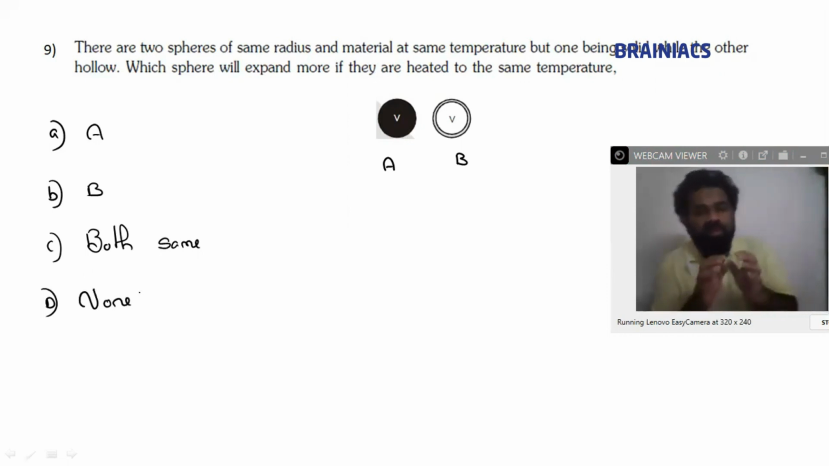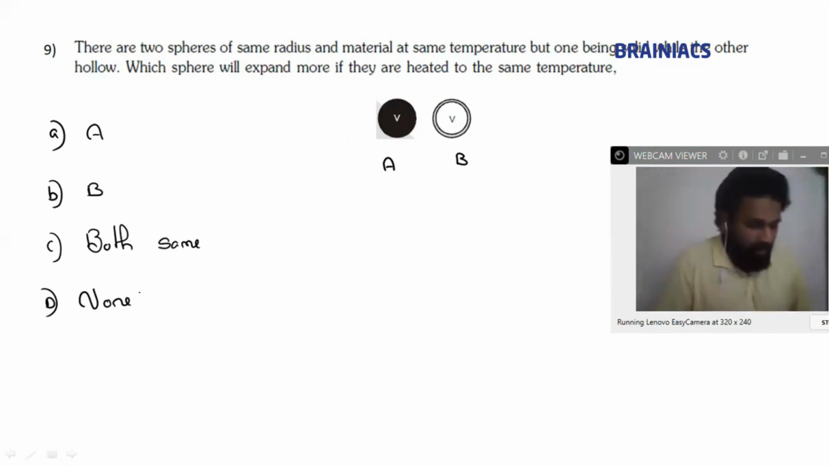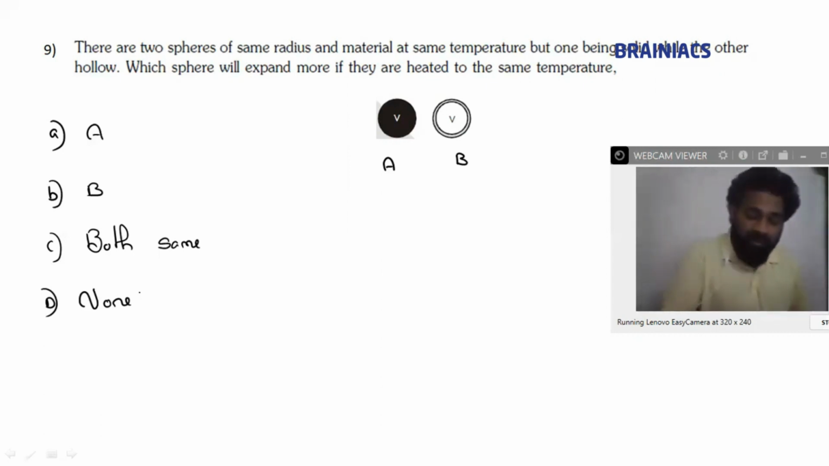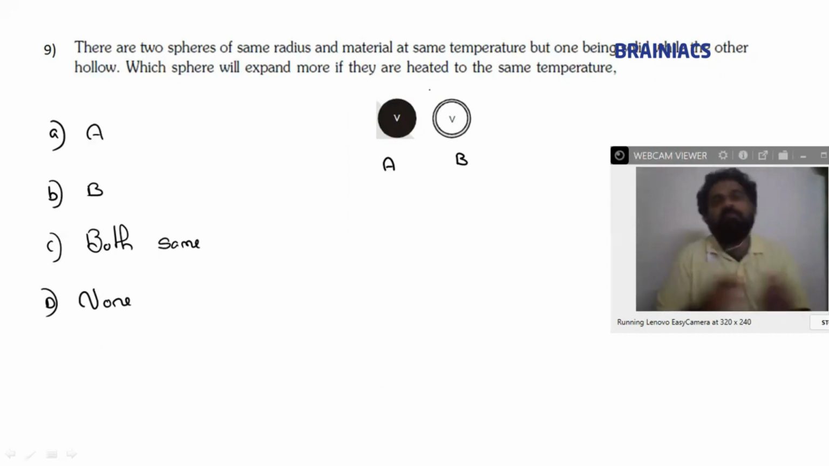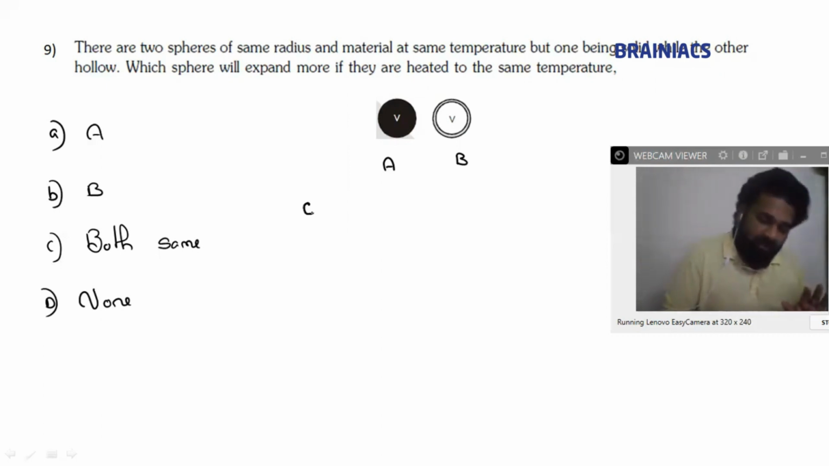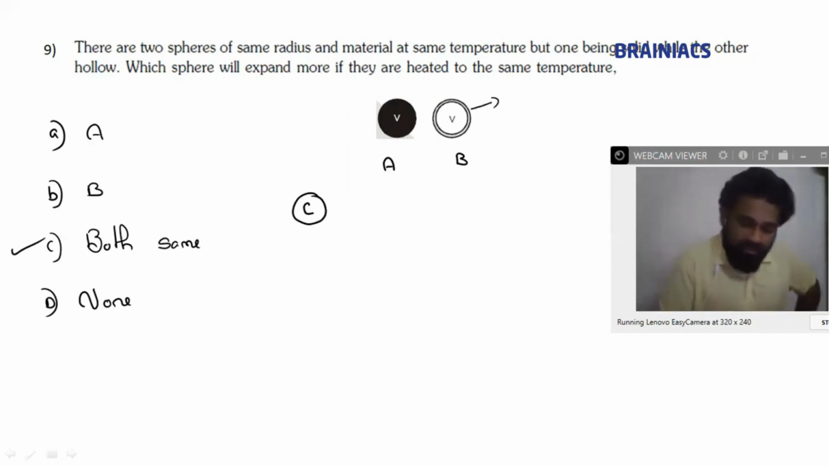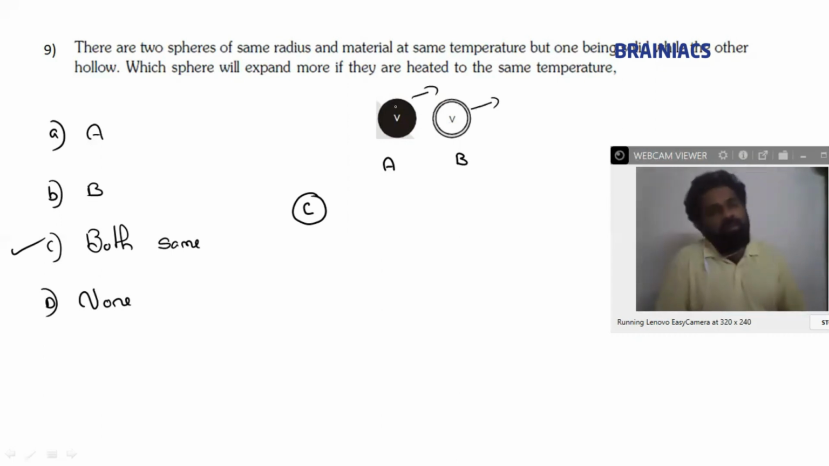Always when we increase the temperature, we get a photographic expansion. Expansion will be photographic. So if they are the same material, whether there is a cavity or no cavity, at least the outer ring should expand as equally as the solid one. So the answer for this question is C. Both will expand equally, because both are the same material. Since there is no inward expansion, definitely it is going to be the same expansion.